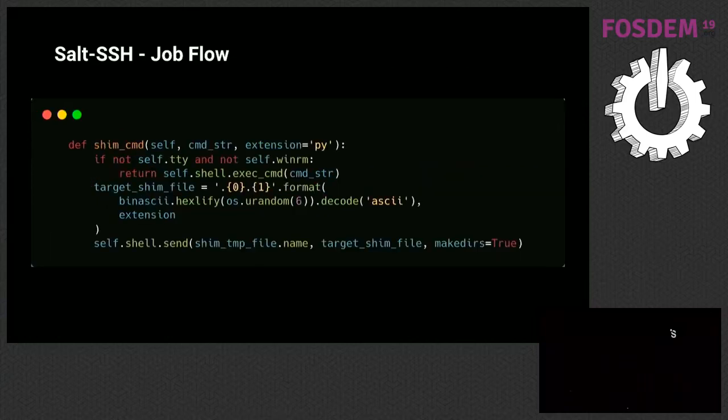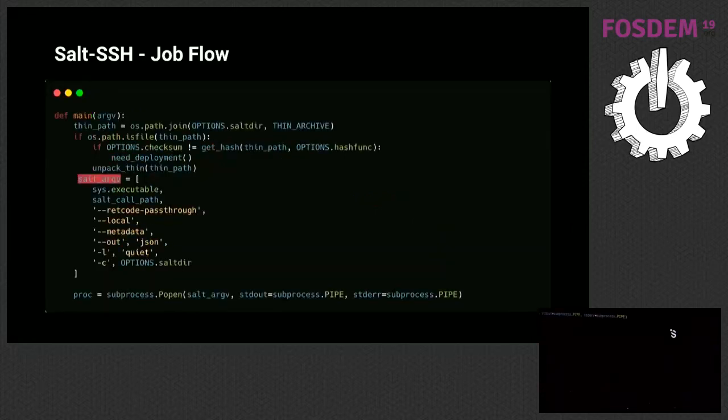The shim command just does a couple of things. You can actually specify whether you need a TTY or not when using salt SSH in the roster config. If it needs a TTY, it just runs our virtual terminal within the salt code. If you are using a TTY, it needs to actually copy over that shim because you need to use that TTY, and it runs it from there.